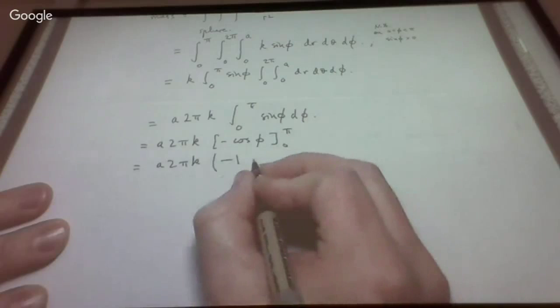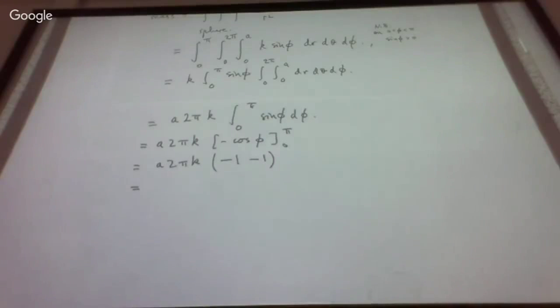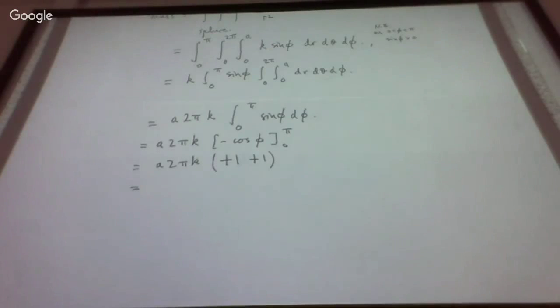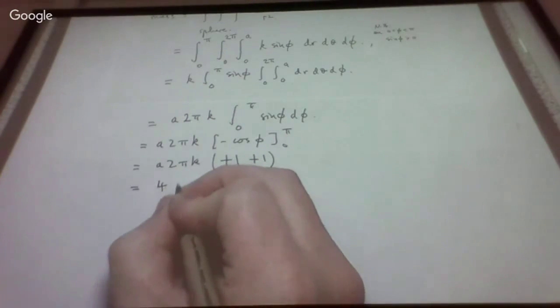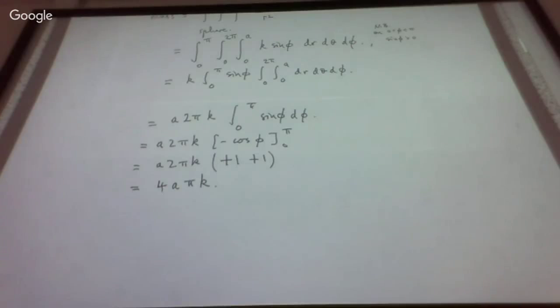And so you get minus 1, minus 1. No, you get plus 1, plus 1. Cosine of pi is minus 1, so you take minus cosine of pi, you get plus 1, and then you take minus cosine of 0, so it's a minus 1 there. So the whole thing comes out as 4 a pi k, which is what we kind of expected.